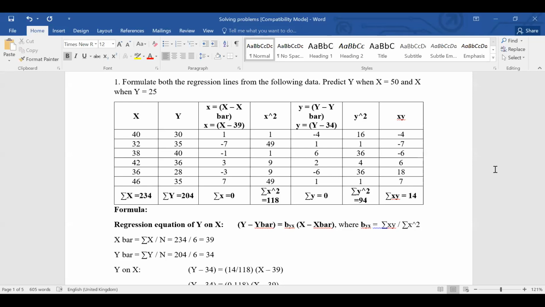Everyone copy this table. Do you want to copy this problem, or has everyone copied? If you have copied, then we'll move to the next problem.